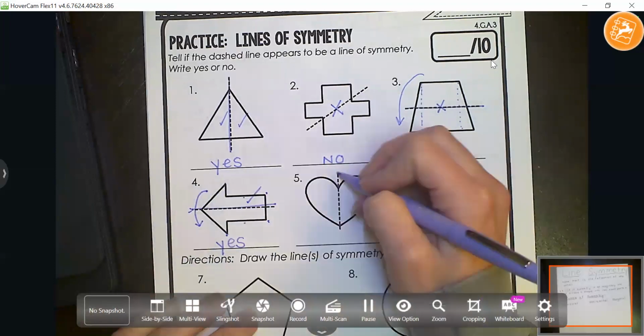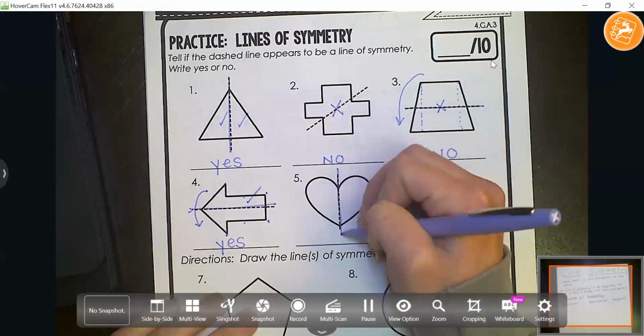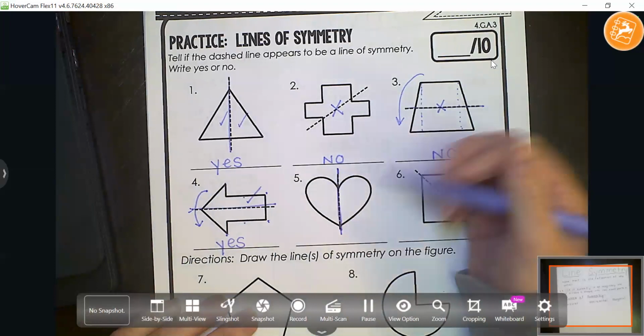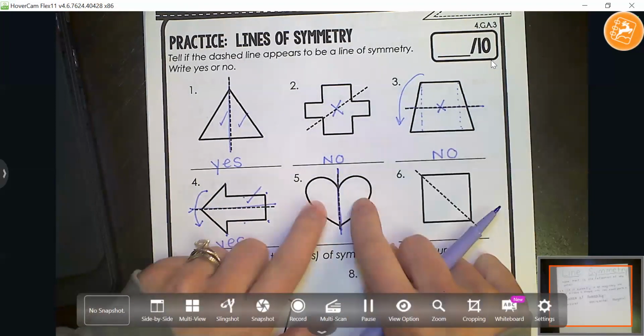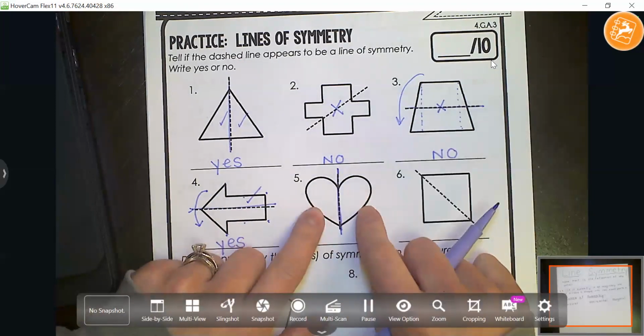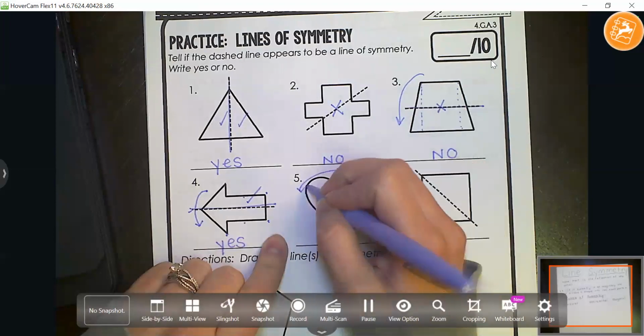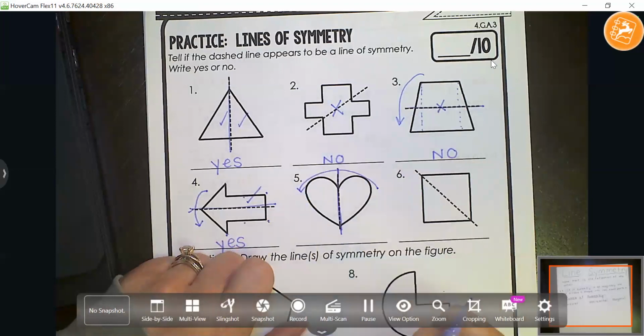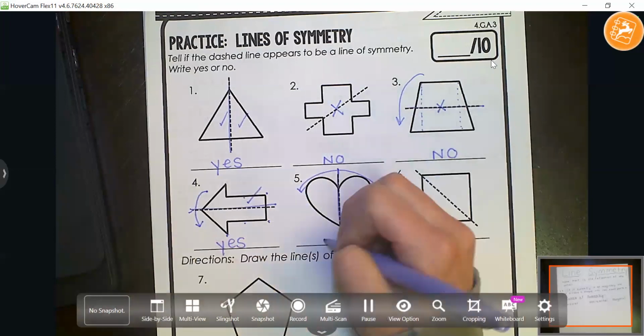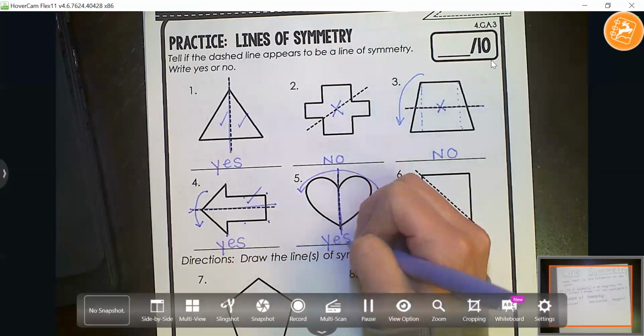Number five, we have, what type of symmetry is this? Vertical, very good. Vertical goes up and down. So these two halves of the heart match. If we were to fold this part of the heart over this way onto that side, would they meet up? Yes, they would. Very good.